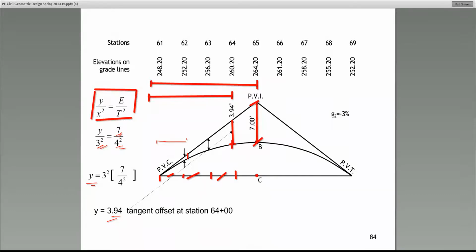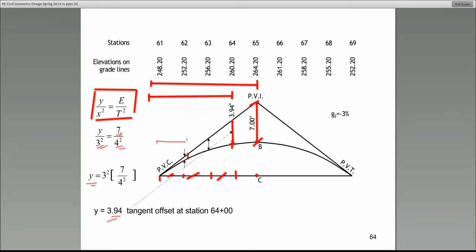It's only one station away from 61. Does everybody see that? What do you use for E? 7. That doesn't change. What do you use for T? 4. That doesn't change. So what do you get for the tangent offset at station 62?